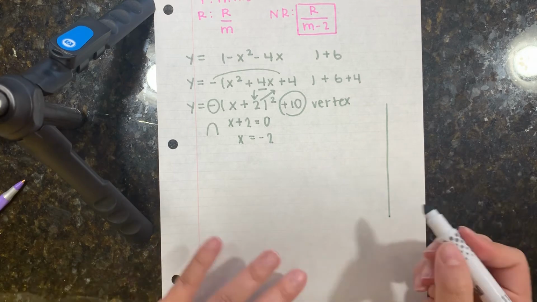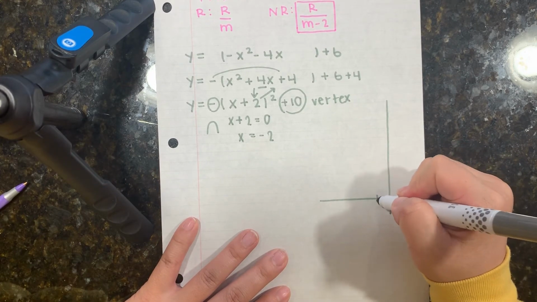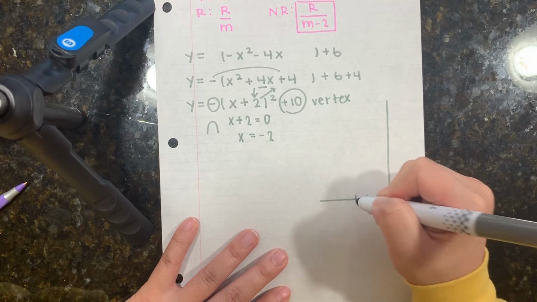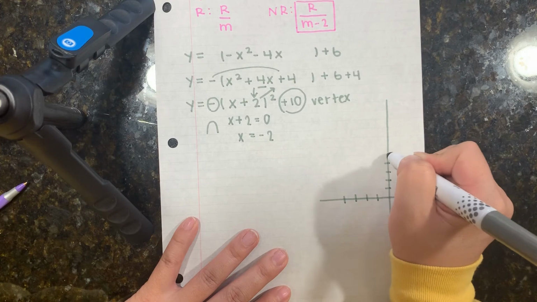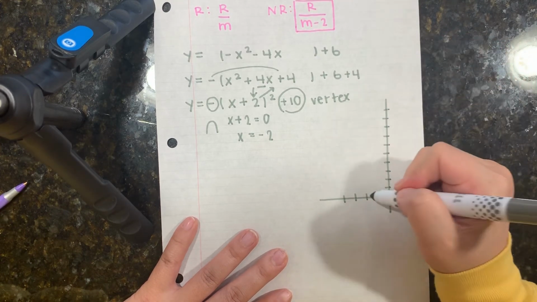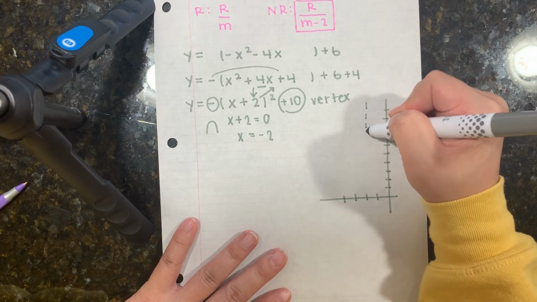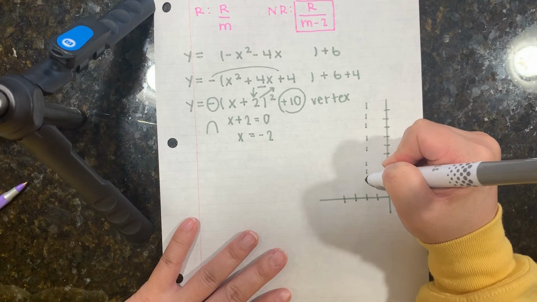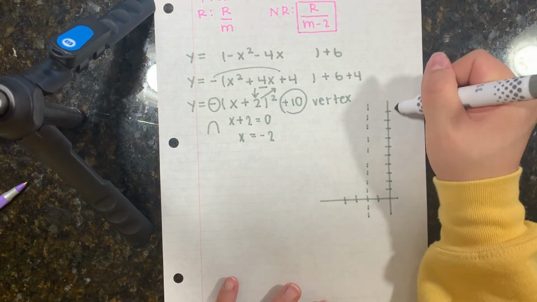So I'm just going to start by making a chart. So my axis of symmetry is that x is equal to negative 2. So I'm going to have a dotted line here because that's my axis of symmetry. And on my axis of symmetry, I'm starting at 10, so up 10.